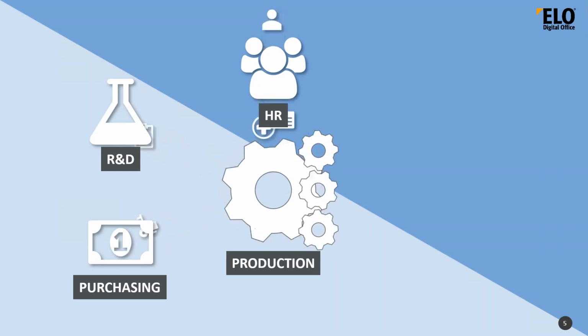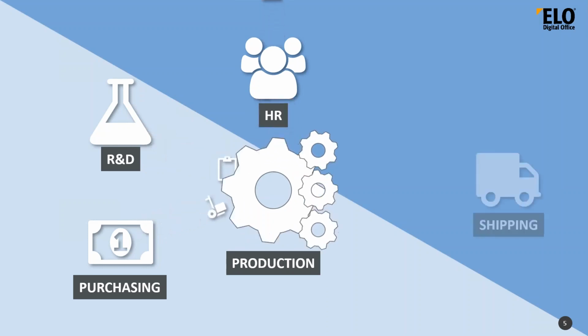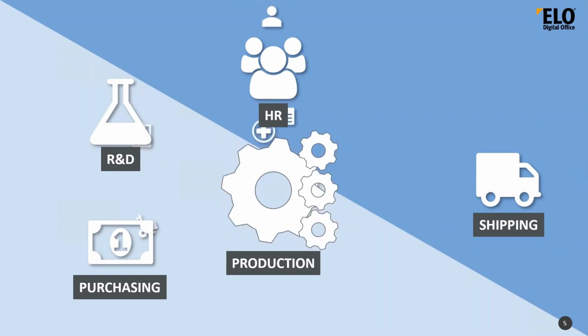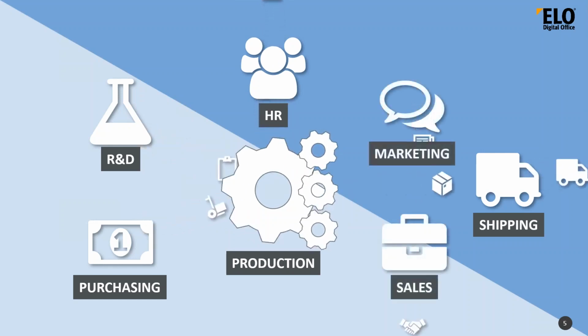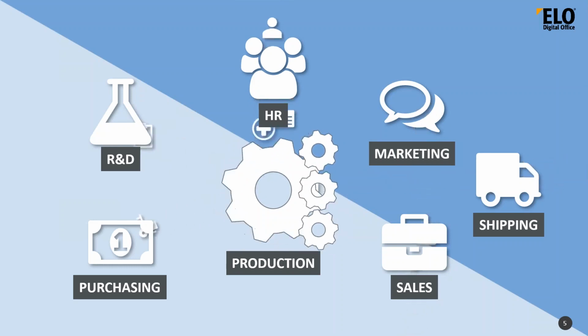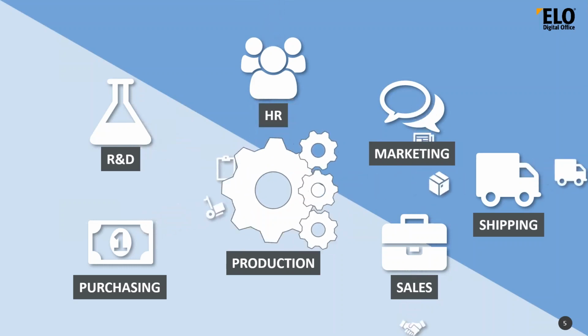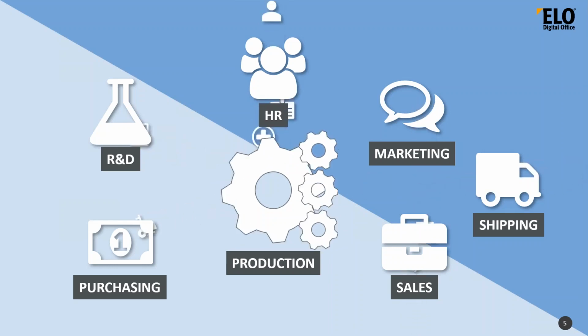They have to hire people. They have to manage when the employees get sick. They have to take care of the employees so that production can run. And on the right side, we have our shipping department, which takes care of sending the products to the customers. And between is sales and marketing, so they have to sell the products, and they have to let people know that there is a new product on the market.